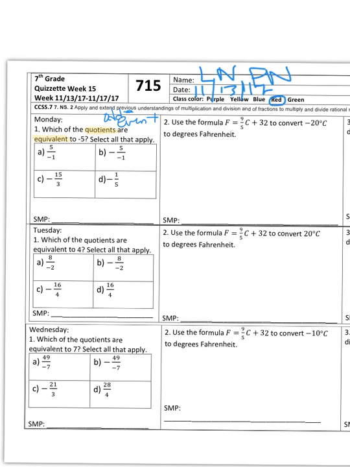So moving on. A says 5 divided by -1. You have one negative in that quotient, so your answer is going to be negative. So this is still equal to -5. So A is correct.